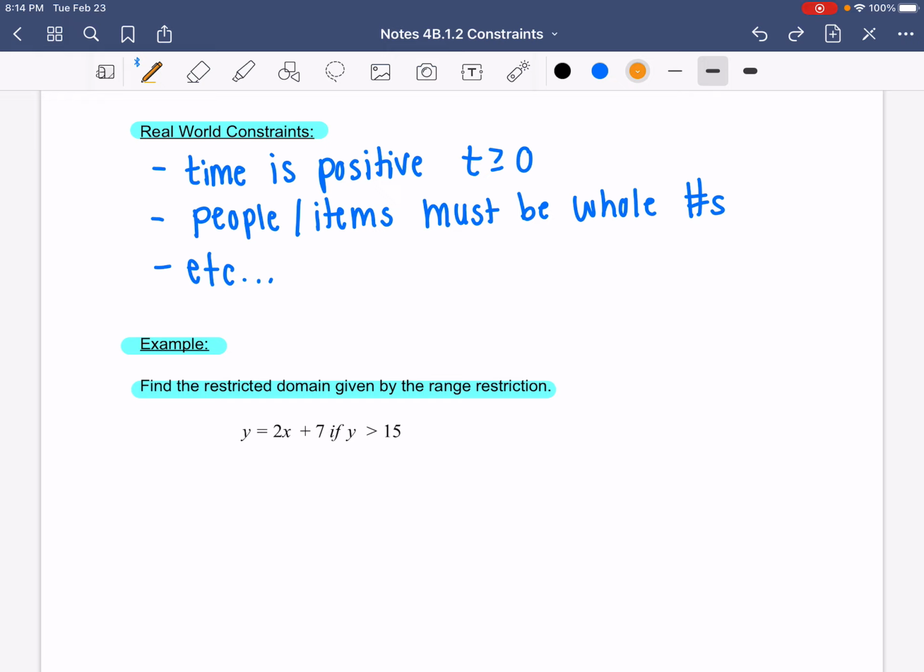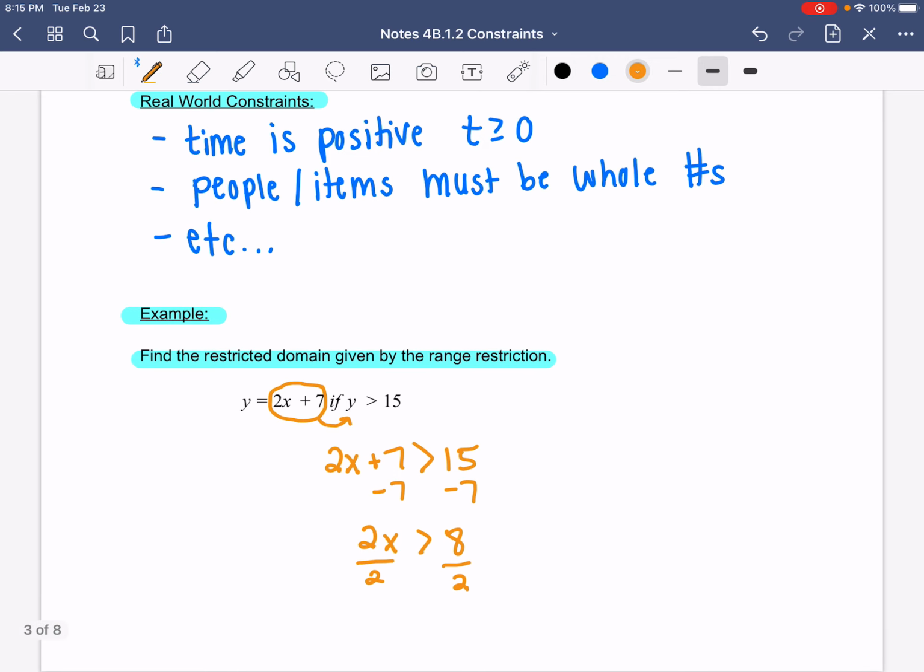So basically what we're going to do is kind of like a substitution. We know y is equal to 2x plus 7, so I'm just going to plug that in for this y right here. 2x plus 7 has to be greater than 15. And then it says find the restricted domain, which is your x values. So I'm just going to solve for x. Subtract 7 on both sides. I get 15 minus 7 is 8. Divide both sides by 2, and I get x has to be greater than 4. So that is my domain restriction. If they give me the restriction that the range has to be greater than 15, then my domain has to be greater than 4.